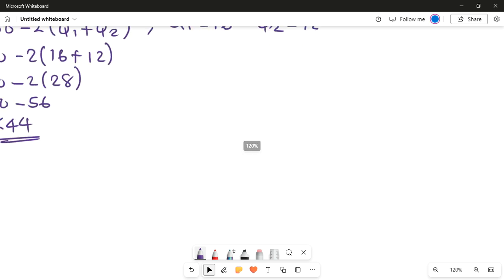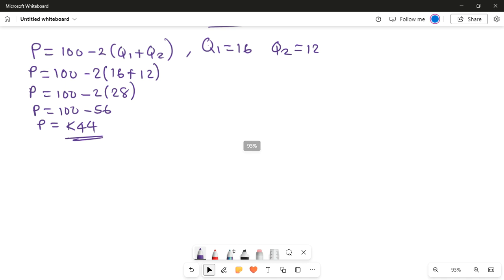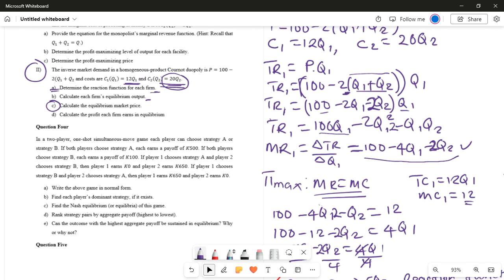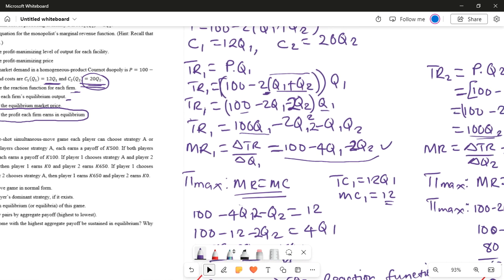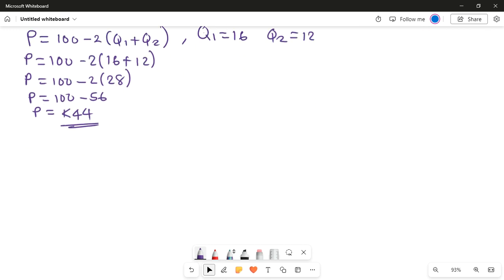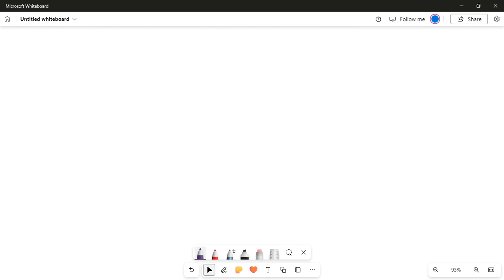Then let's look at question D. Question D is saying calculate the profit each firm earns in equilibrium. Okay, not that bad, not that difficult. So let's solve that from here.